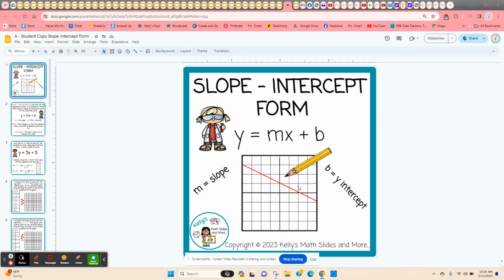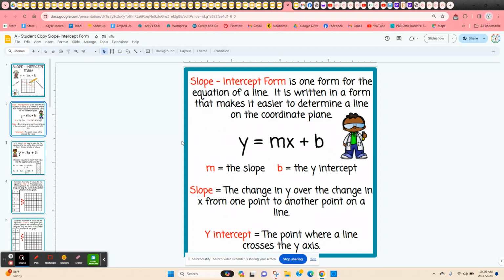Slope-Intercept Form. This is a digital lesson, and the lesson starts with showing students what slope-intercept form is. It's the equation for a line in this form, so that m would be the slope, b would be the y-intercept. And this form makes it much easier to find the line on the coordinate plane.